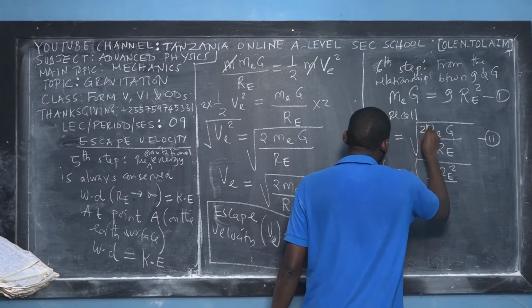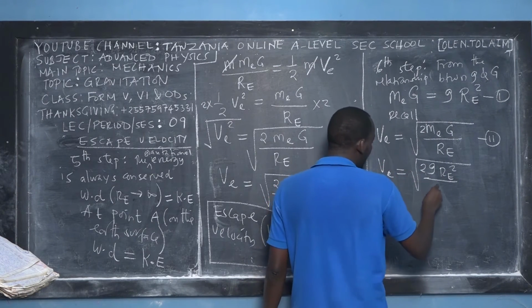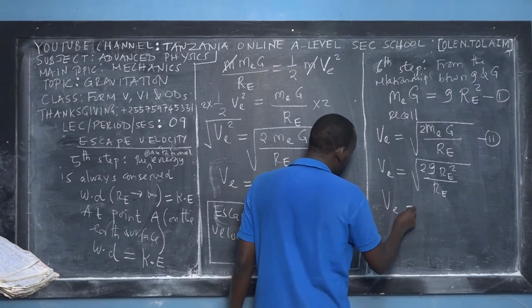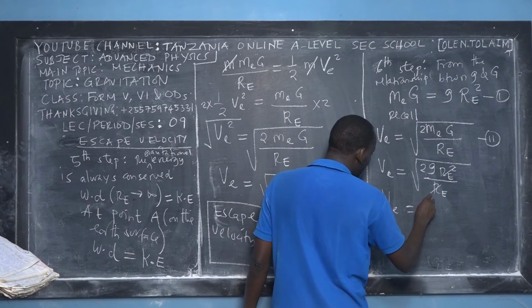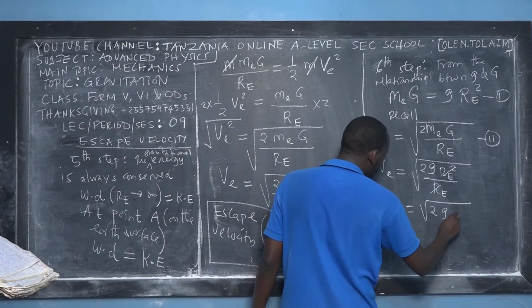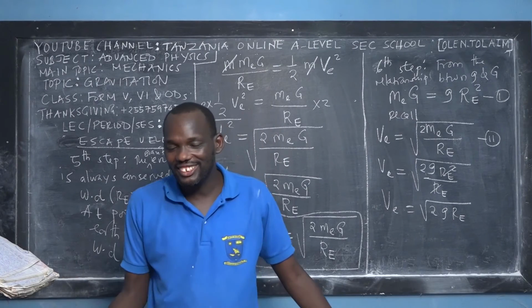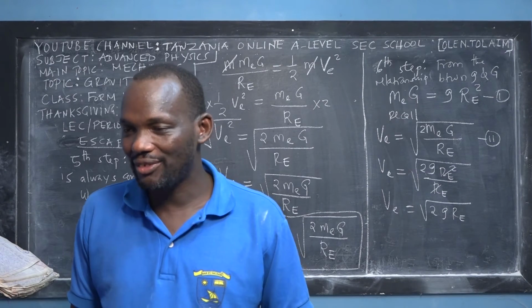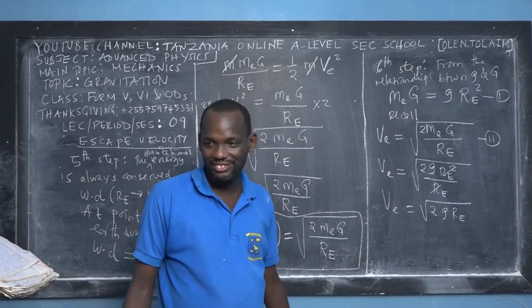Twice. So this will be twice g and R_E of what? So again we find that the escape velocity is equal to the square root, so you simplify this. So the escape velocity is equal to the square root of twice times acceleration due to gravity, then times the radius of the Earth. So to determine the escape velocity, what do you need? You just need to know the value of acceleration due to gravity and the radius of the Earth. That's all. So it's a constant value.